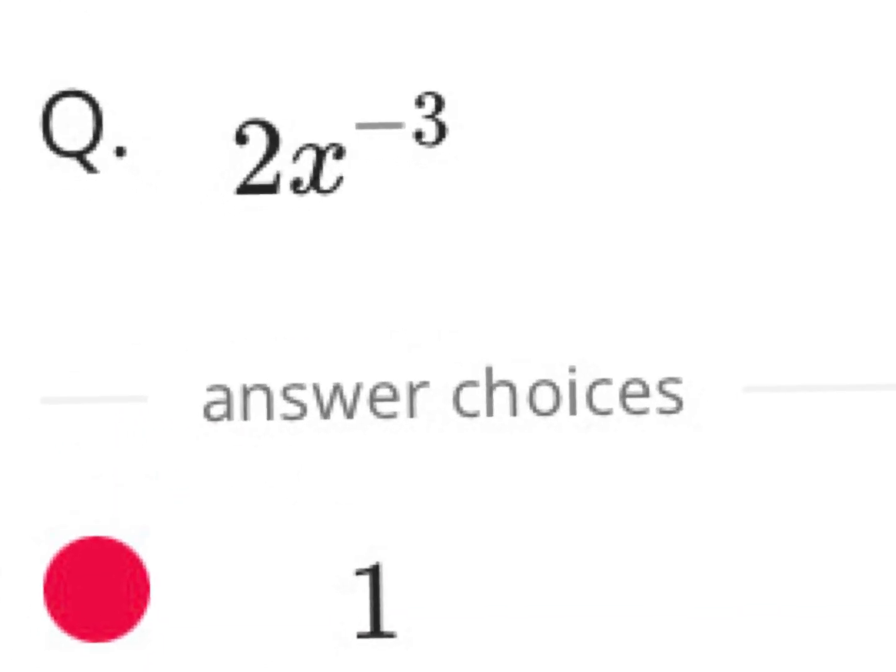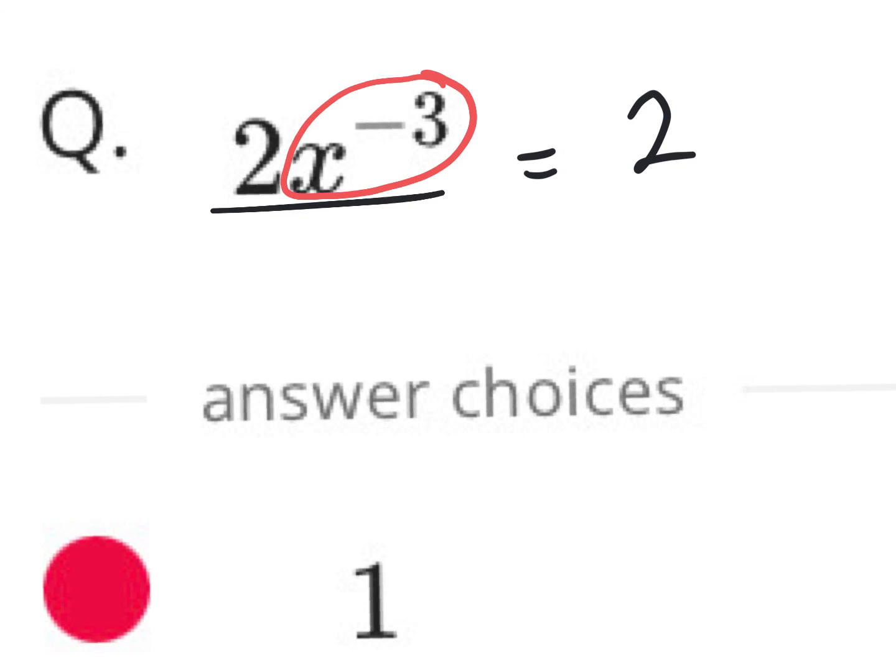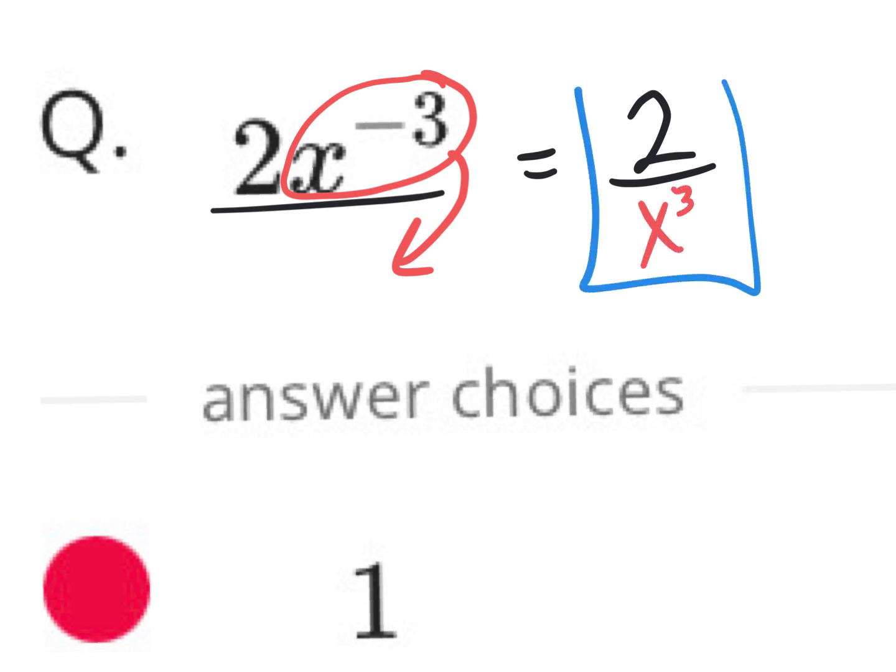How about this one? What's the answer to this one? What do we do with negative exponents? We move them to the other side. Circle whatever has a negative exponent. Remember, the 2 does not have a negative exponent. So you're still going to have a 2 right there, but you're going to end up moving this down to the other side to make it positive. So down there, you're going to have an x to the positive 3. And that is your answer, 2 over x to the positive 3. 2 over x to the positive 3.